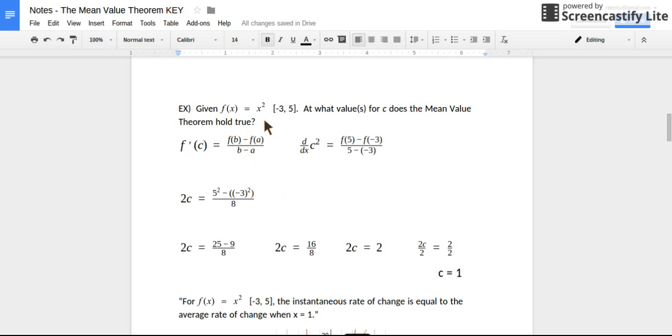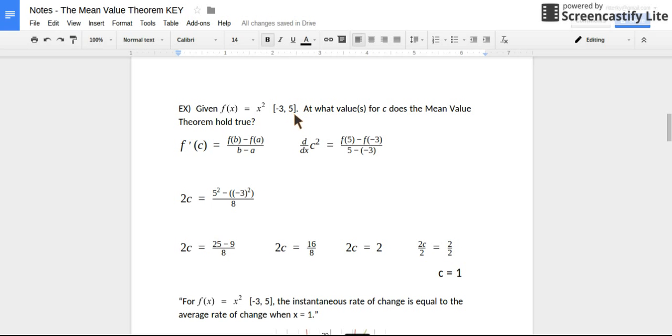So we could find the derivative of our function. The derivative of x squared is 2x, or we're going to talk about c as our input variable, just a random input. And we're going to find the average slope given these two inputs. So first I need to evaluate my function given these endpoints. -3 is going to be our a. If I evaluate that in my function, I get -3 squared, which is 9.